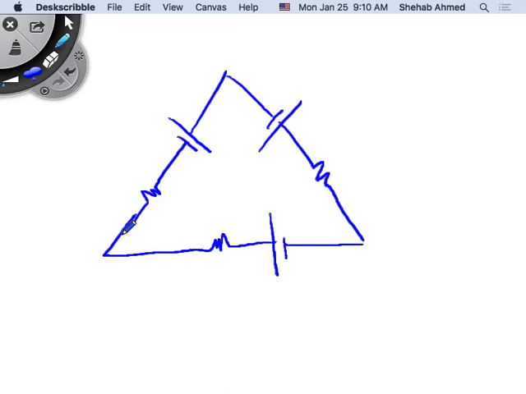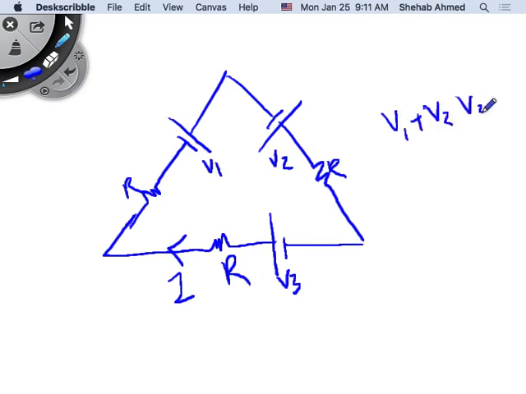What's going to happen? Superposition, right? How do you solve for the current in the circuit? This is V1 plus V2 plus V3. How would you solve for I? R, R, R. Come on, what's I equal to? Yeah, so V1 plus V2 plus V3 over 3R. So all the voltages divided by the resistance.